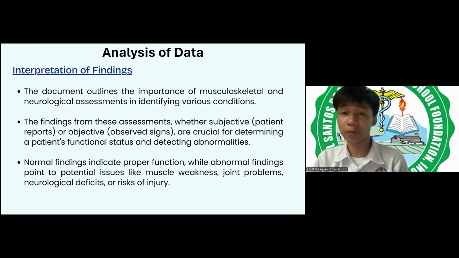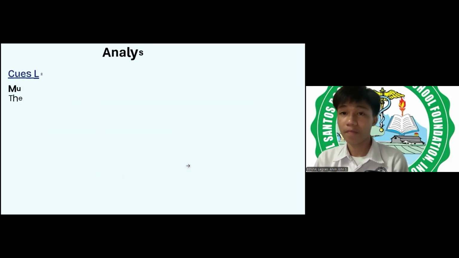For the analysis of data for interpretation of findings, first, the document outlines the importance of musculoskeletal and neurological assessments in identifying various conditions. The findings from these assessments, whether subjective data, which the patient reports, or objective data, which the nurse observes as signs, are crucial for determining a patient's functional status and identifying abnormalities. Normal findings indicate proper function, while abnormal findings point to potential issues like muscle weakness, joint problems, neurological deficits, or risk of injury.